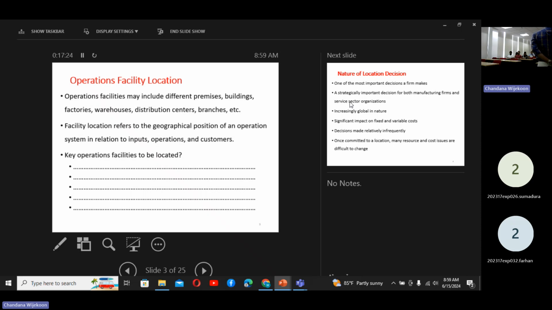Now, thinking about service examples, service industries, what facilities are needed for service businesses? What do you mean by facilities here? Buildings, premises. What types of buildings and premises are required for service operations? Yeah, if they are involved in retailing some of their services, showrooms are required.